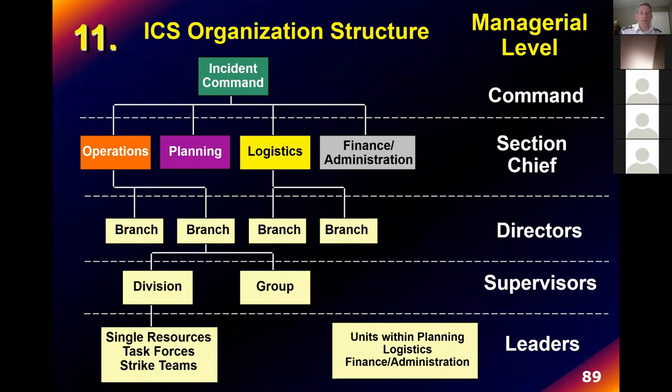Now we're starting to get into the ICS organizational structure and just kind of see where that comes in, right? So we've got the incident commander at the top and their managerial level, they are commanders, right? We have section chiefs on the level below that. We have directors at the branch level. We have supervisors at the division and group level. And we have the leader at the single resources, task force, strike team. So again, the team leaders like we would be used to seeing at our smaller incidents, right?